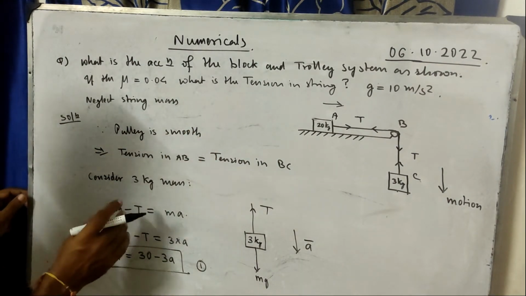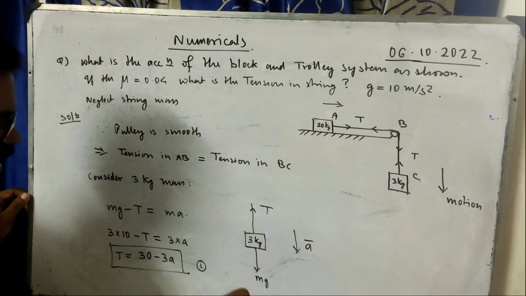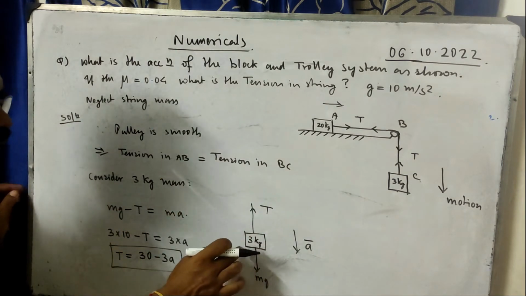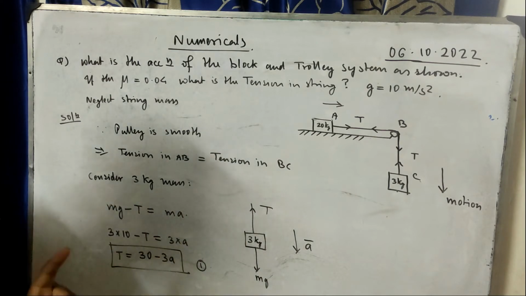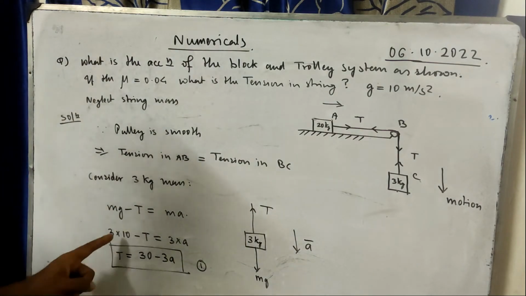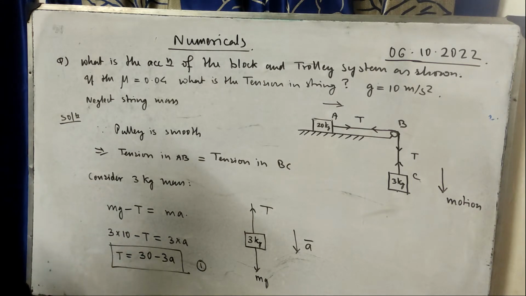So mg minus T, that will be the net force acting downward, is equal to, which mass is getting accelerated? This 3 kg mass. So m into a, Newton's second law. Then from there you substitute the value, we are getting this equation number 1 written.